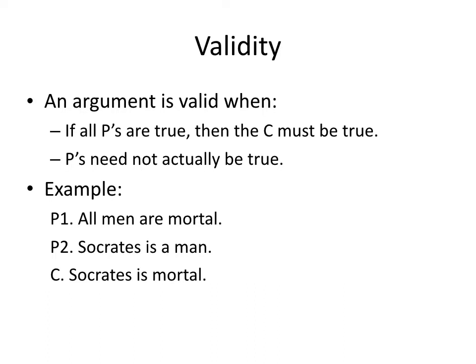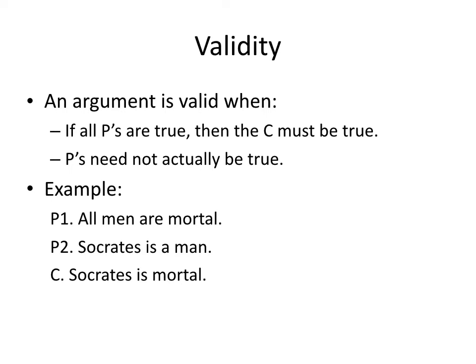The premises don't actually need to be true for an argument to be valid. They just have to have the right kind of logical relationship with the conclusion. This is a classic example. Premise 1, all men are mortal. Premise 2, Socrates is a man. If these two premises are true, then it also must be true that Socrates is mortal. This is a valid argument.